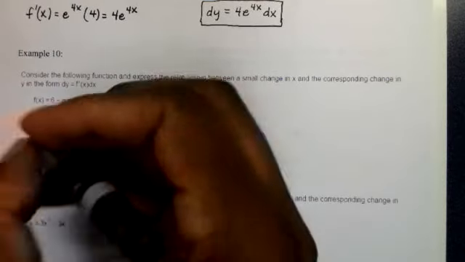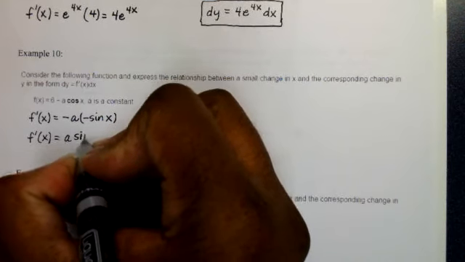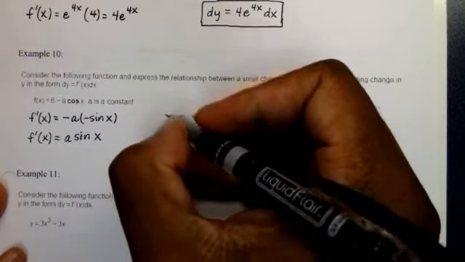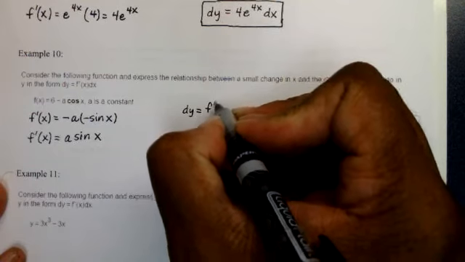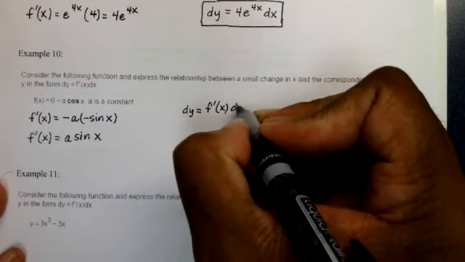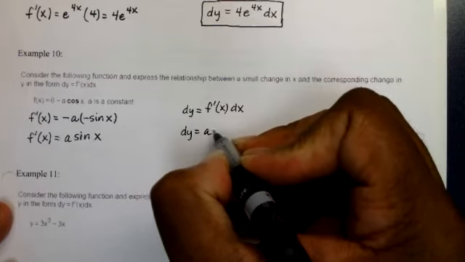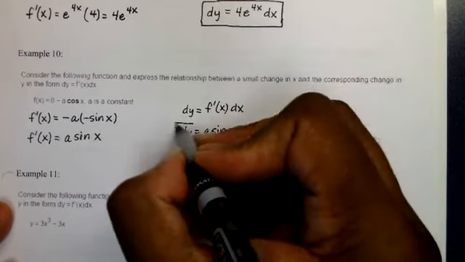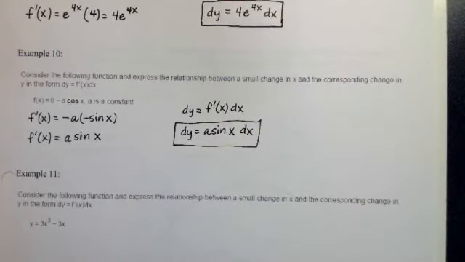So negative times negative is a positive, so that means I'll have f prime of x being equal to a times the sine of x. So now dy is equal to f prime of x dx. That would mean dy is equal to a sine of x dx. All right, and that's our final answer for that.